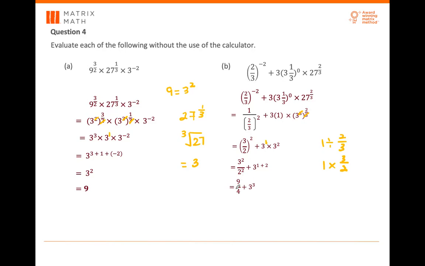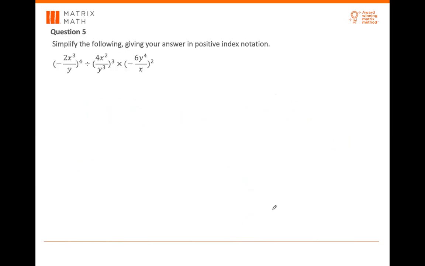So you will have 9 over 4 plus 3 to the power of 3. So take note, 3 to the power of 3 is 27. So 9 over 4 plus 27 will give you 29, 1 over 4, because 9 over 4 will give you 2 whole 1 over 4. So that's why when you plus 2 in, you will get 29, 1 over 4.